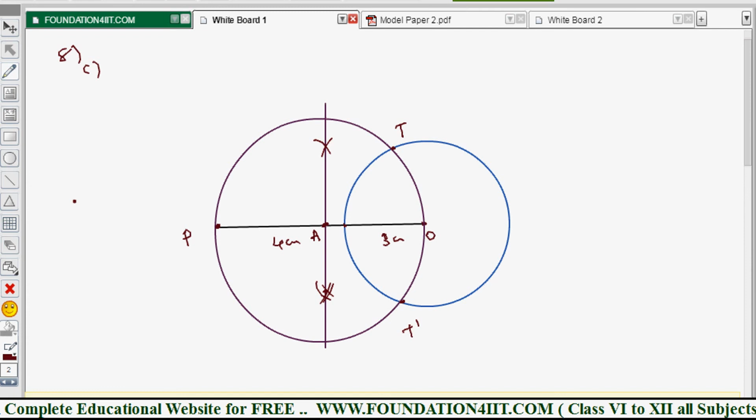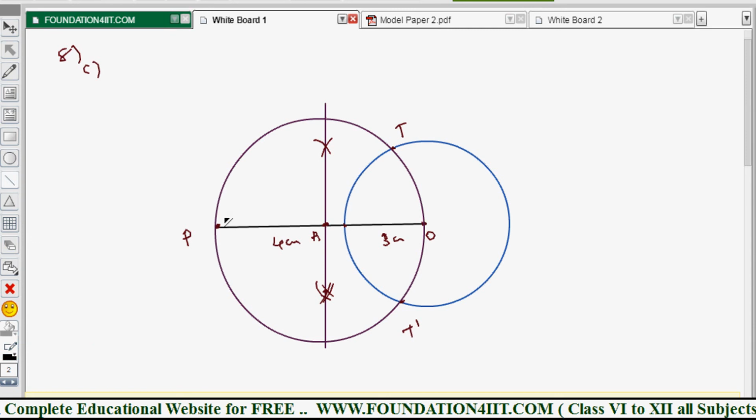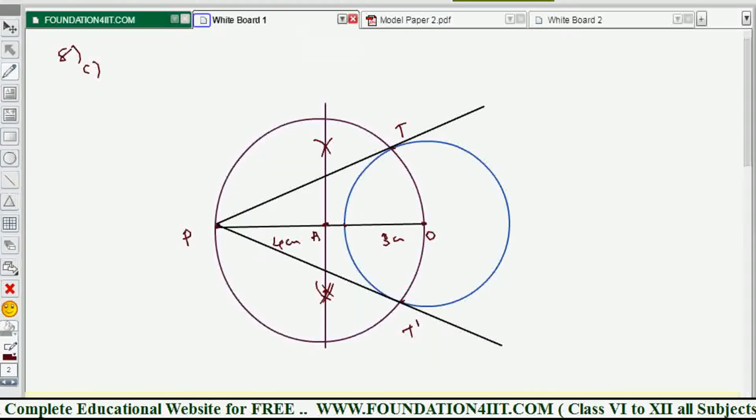From P, just join PT and PT dash. These 2 lines if we join, the tangents are set from P. This we can make. Now to find out the length of these tangents, you can use a scale. So actually after constructing, measure the length of each tangent. So you can use a scale and find the tangents.